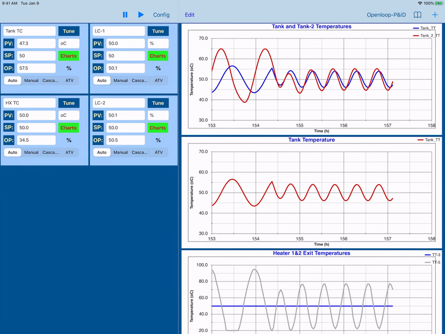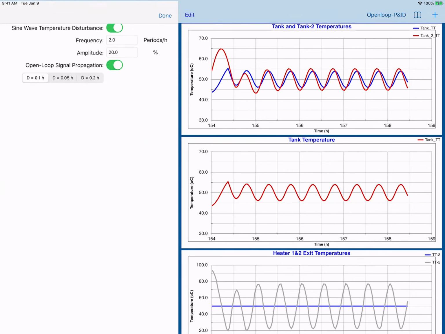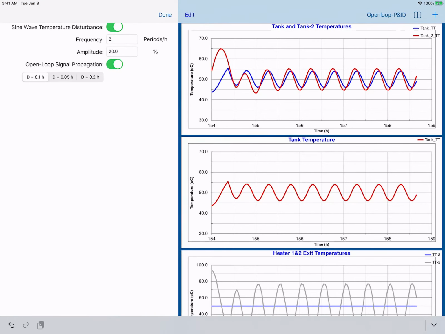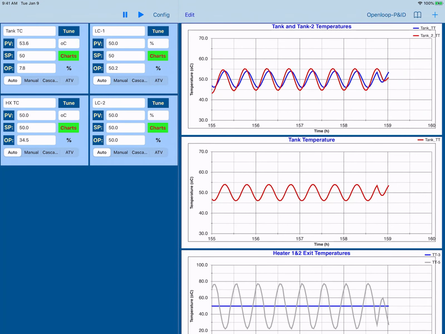Attenuation is even more pronounced, but so is phase shift. It's mostly the dead time element that keeps contributing phase shift, since the first order lag only contributes at the most 90 degrees. Finally, we set the disturbance frequency to 2.5 periods per hour. We have previously found this to be the natural frequency of the system under feedback control.